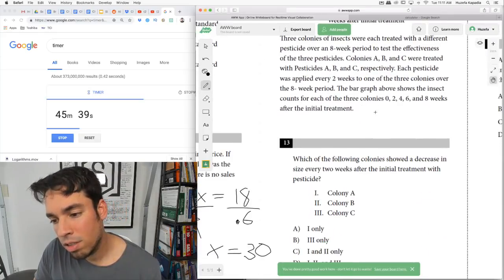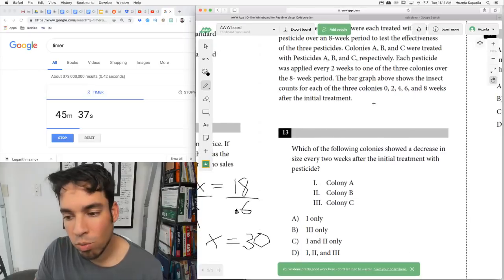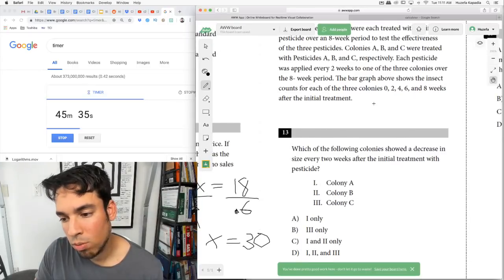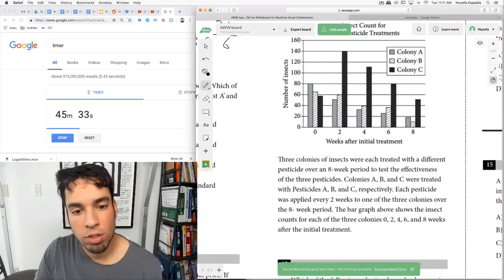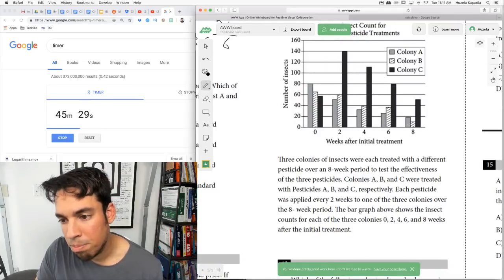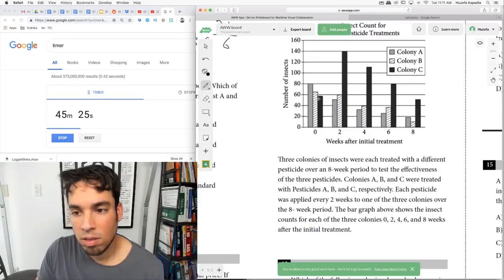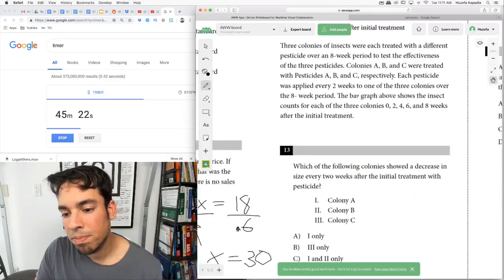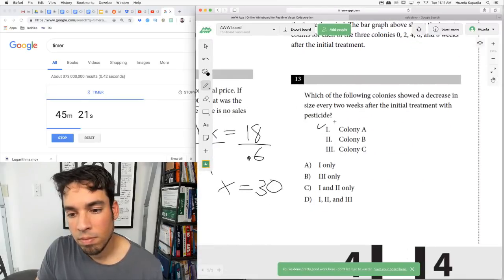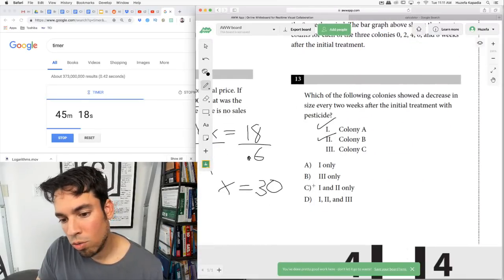Which of the following colonies showed a decreased size every 2 weeks after the initial treatment with the pesticide? So every 2 weeks. I would say B did, and so did A. Not C. So A and B. So 1 and 2 only.